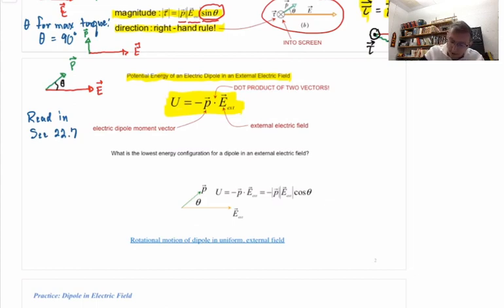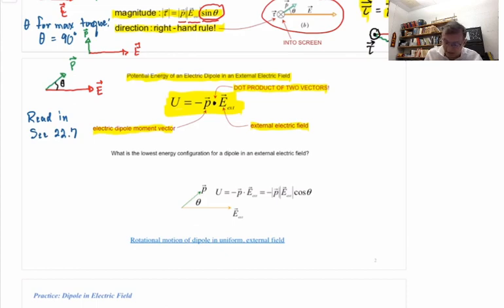In fact, it's a dot product or scalar product. See that big dot? Because the resultant, in this case potential energy, has to be a scalar. So now we take the dot product of the dipole moment vector and the external electric field with a negative sign, negative P dot E.